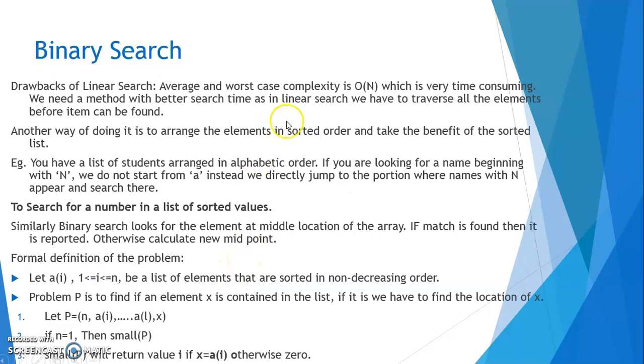Now, the drawback of linear search is we have to go through the whole list, only then the item can be found. So in order to reach a better method, what we can do is arrange the elements in sorted order, which will take up the sorting complexity. Suppose we are looking at a list of students arranged in alphabetical order, and we are looking for a name that begins with N.